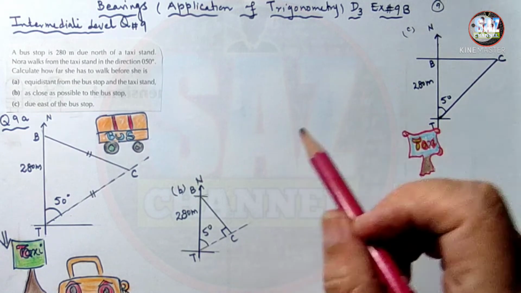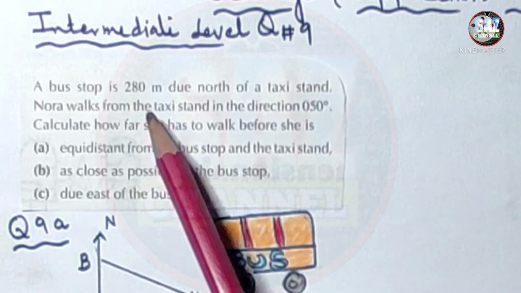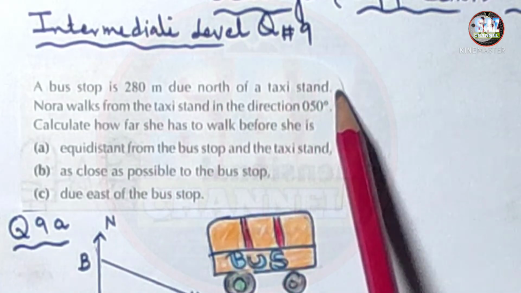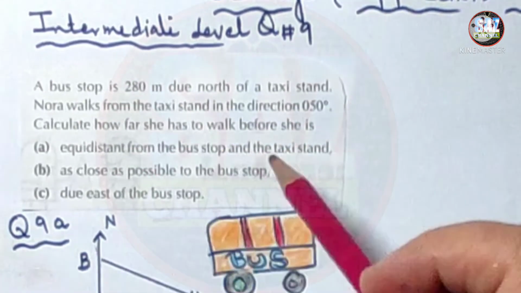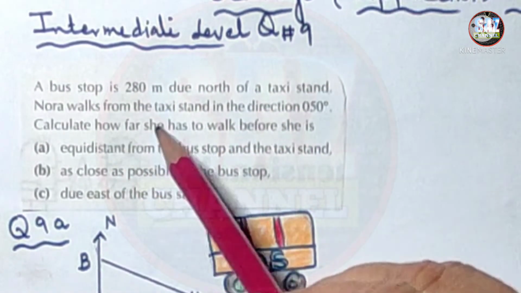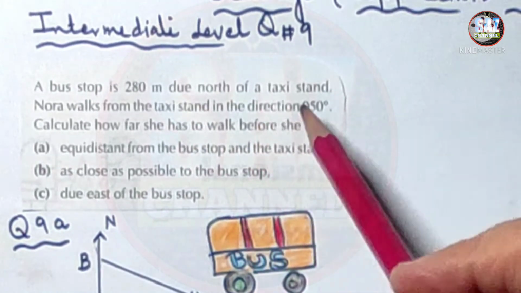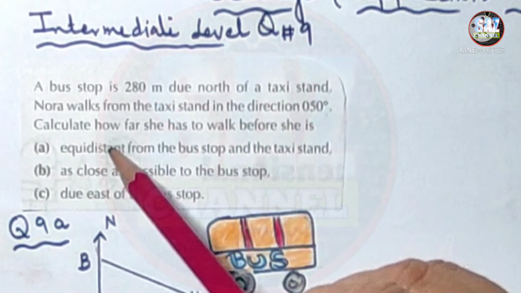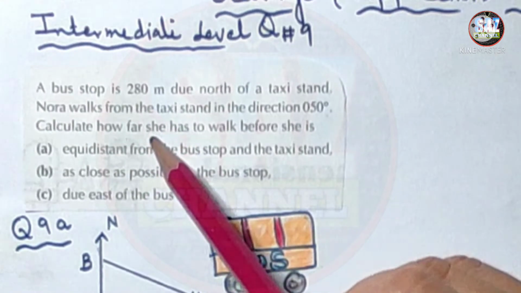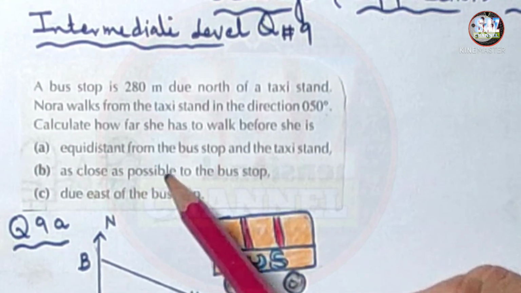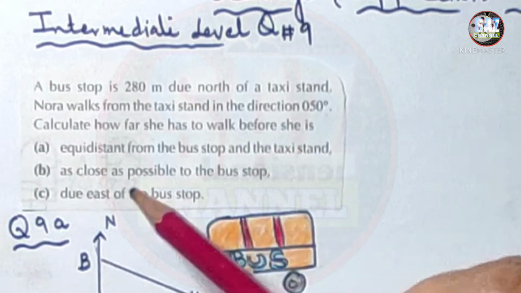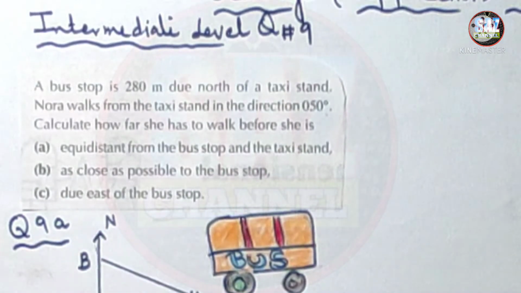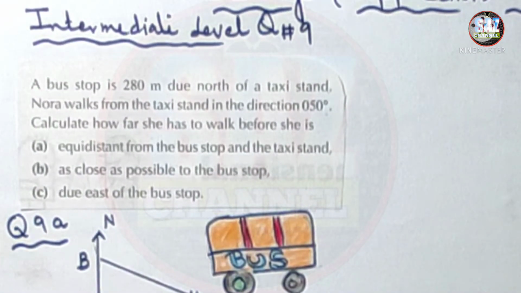So let's read question number 9. Question 9 says a bus stop is 280 meters due north of the taxi stand. Nora walks from the taxi stand in the direction of 050 degrees. Calculate how far she has to walk before she is equidistant from bus stop and taxi stand, as close as possible to bus stop and due east of the bus stop. These are the three different conditions given to us. So let's discuss each part one by one.